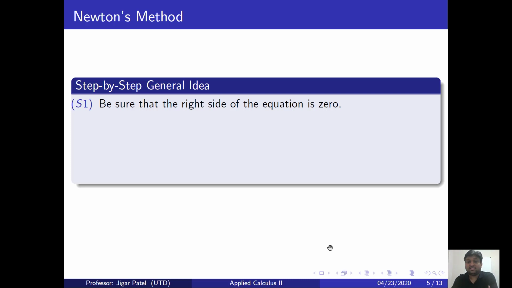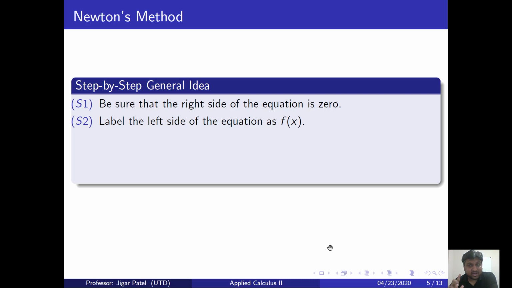Right side needs to be 0, because that's the most effective way to solve the equation, right? So if 0 is on the other side, we can easily solve it. So we want to make sure that the right side is 0. Step 2, I want you to label the left side.